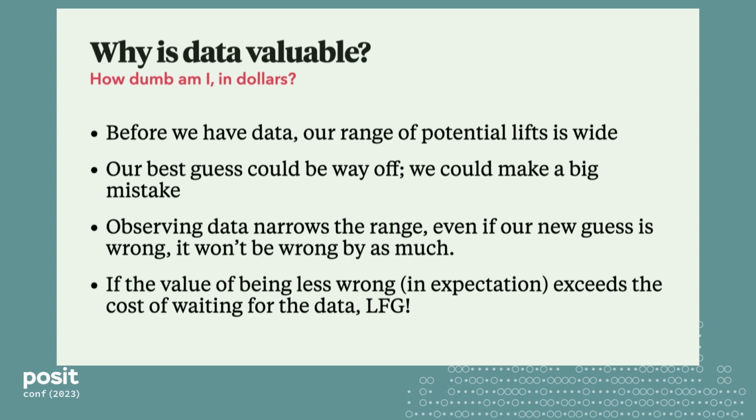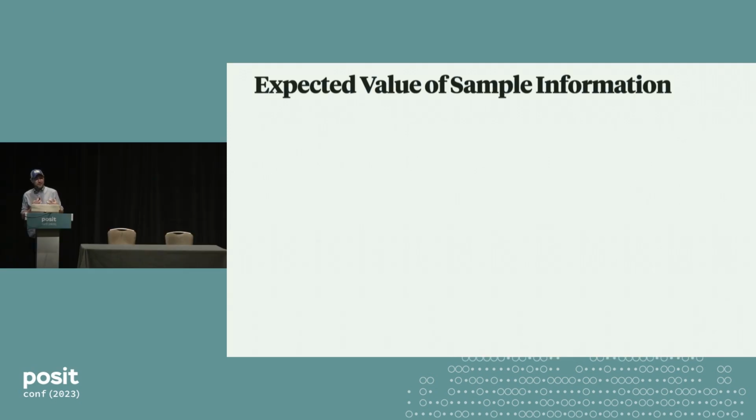So how do we actually compute that value of being potentially less wrong? It turns out it has a name. It's called the expected value of sample information. And I'm going to show you a really simplified way of how you might estimate it. So we start with a prior over what we think the conversion lift might be. Relatively wide range. We don't know very much. Could be pretty negative. It could be pretty positive.